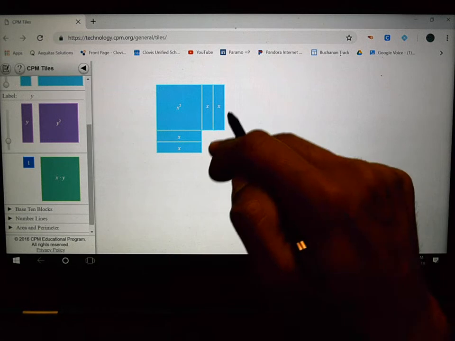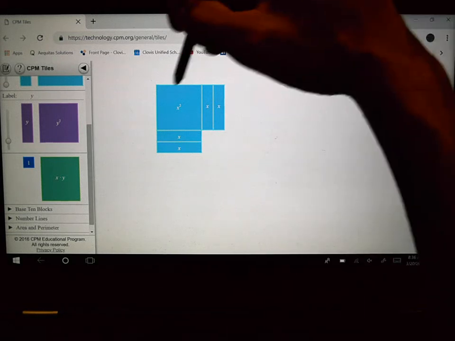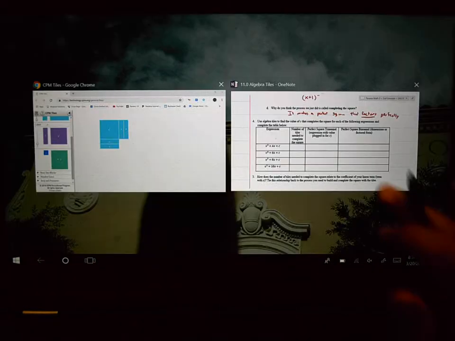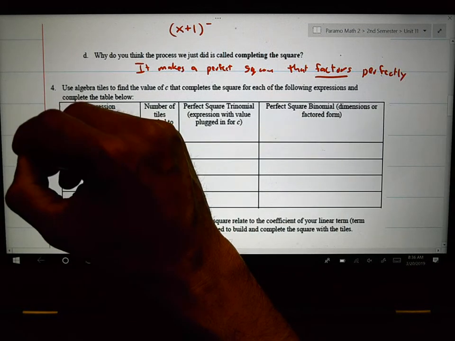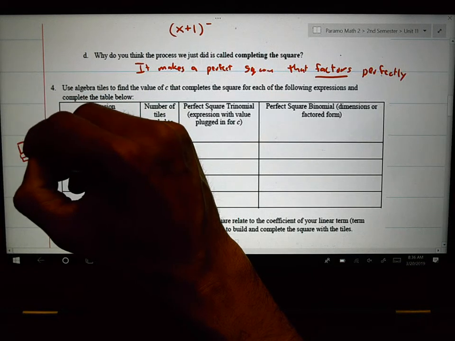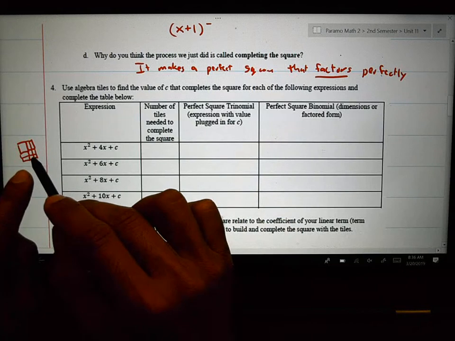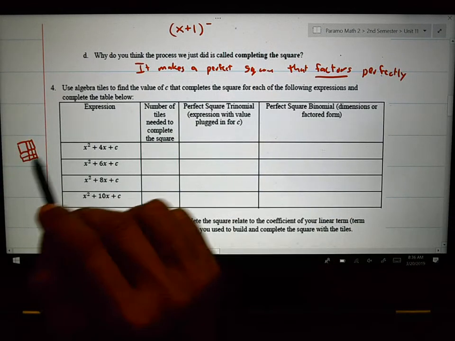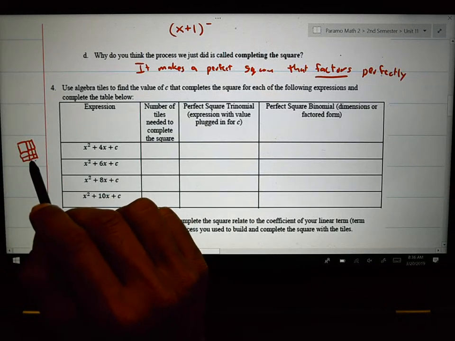If you know what this little piece has to be, then what you can start thinking of is what the dimensions are going to be. That's what this whole idea is trying to get you to realize. If you still need to draw it out, draw it out. But I think some of you now are starting to get the idea of what they're asking for. They're asking for what does that have to be and what will it factor to? How many tiles do you need? If it's plus 4x plus c, what's going to fit in that little corner piece? That's what they're asking for.